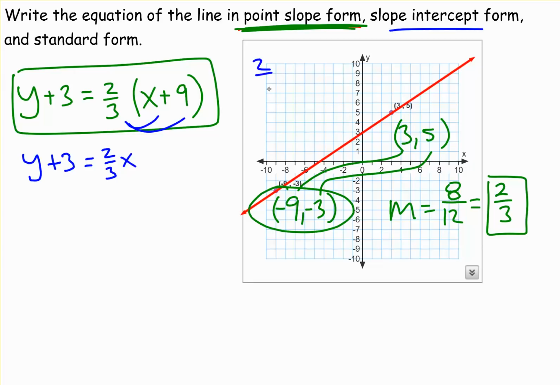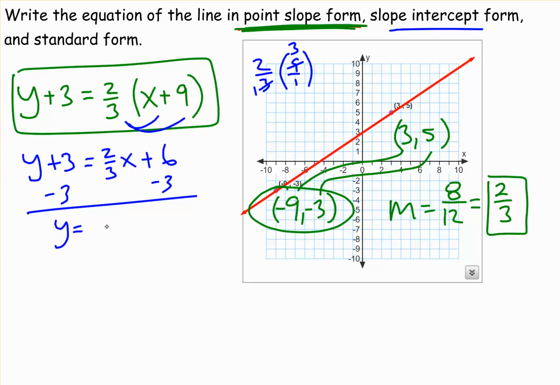What's 2/3 times 9? 3 goes into 3 once, 3 goes into 9 3 times. 2 times 3 is 6. So that's plus 6. What do we need to do? Subtract 3, and we get y equals 2/3 x plus 3. And there's slope-intercept form.